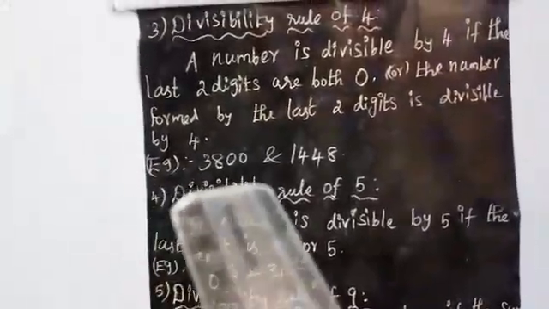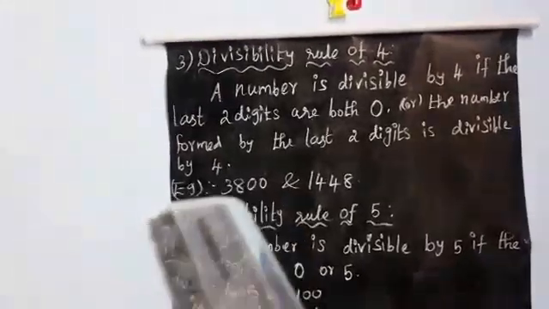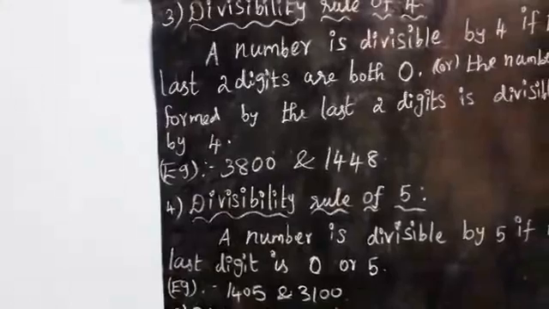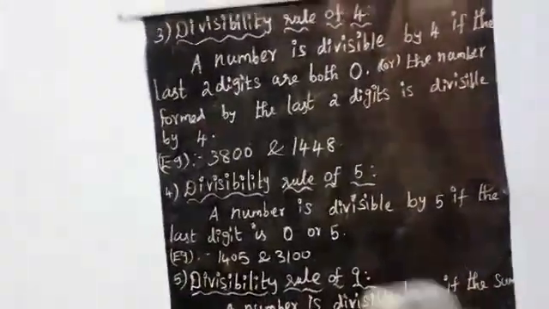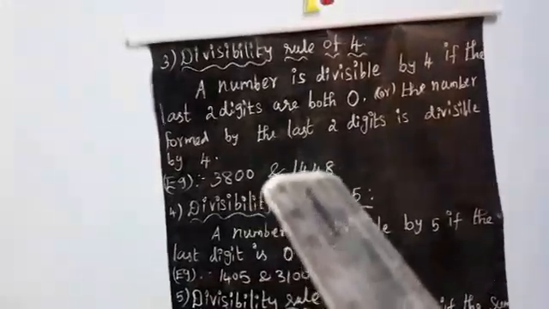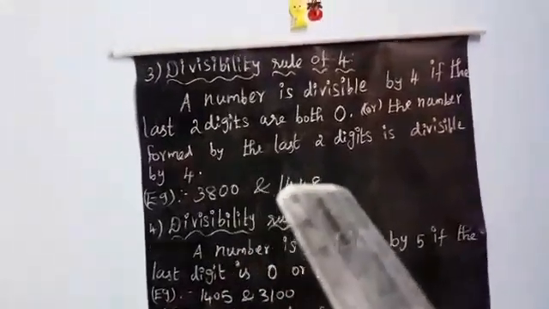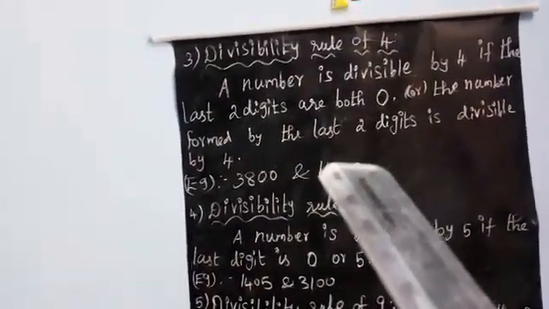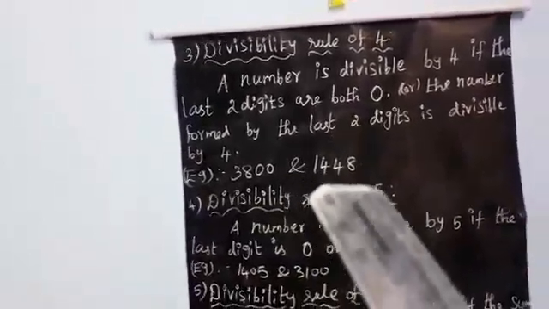Now look at the example, 3800 and 1448. Look at the first number, 3800. The last 2 digits are 2 zeros, isn't it? So the number is divisible by 4. Now look at the second number, 1448. The last 2 digits make 48, which is divisible by 4. So the number is divisible by 4.